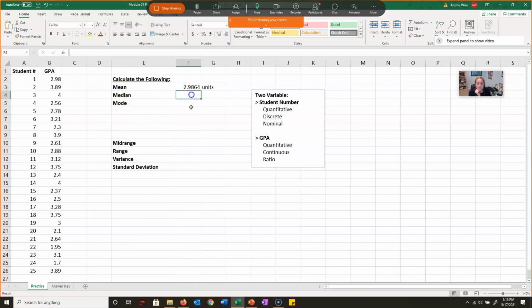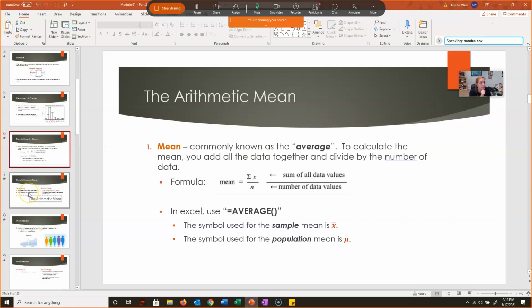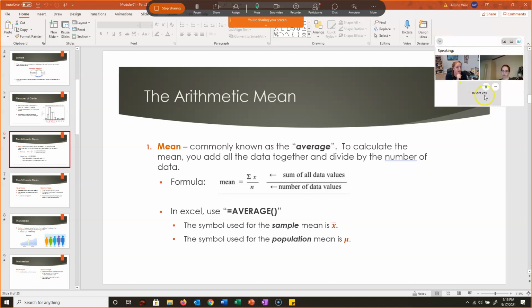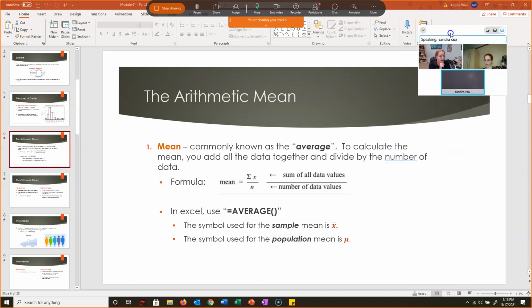The next one is the median. Now, oh, did you have a question, Sandra? Yes, I did. Sure. Thank you. I would ask you a question. Yeah. Okay, I remember you said the p-value, and then you have the alpha.